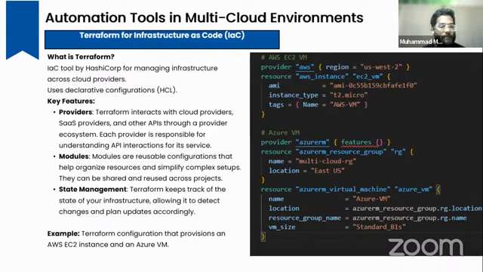The third is state management. Terraform keeps track of the state of your infrastructure, allowing it to detect changes and plan updates accordingly. The example I attached in the Terraform reference is a Terraform configuration that provisions an AWS EC2 instance and an Azure VM simultaneously.